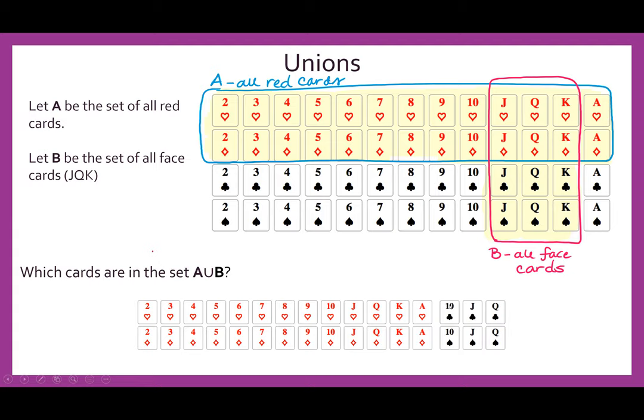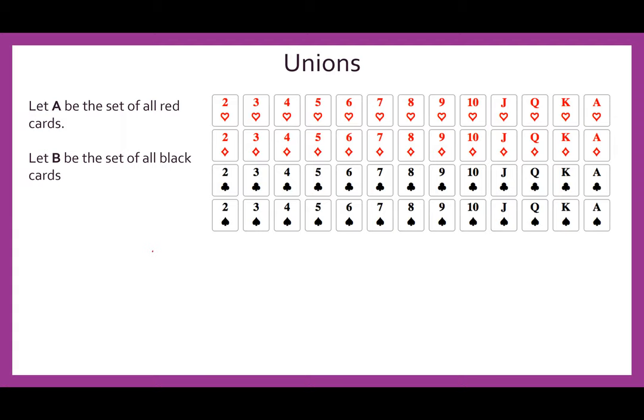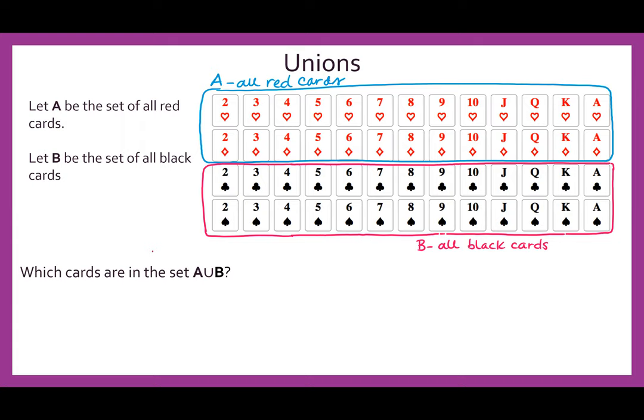All right, so now let's take another example where we have the set of all red cards is A and the set of all black cards is B. In the intersection, we saw that A intersect B was empty because there was no overlap. So for the union, there's still no overlap, but since it's an or situation, I highlight everything that's in A and I also highlight everything that's in B. And so everything that I've highlighted represents the union. So the union is just all of the cards.